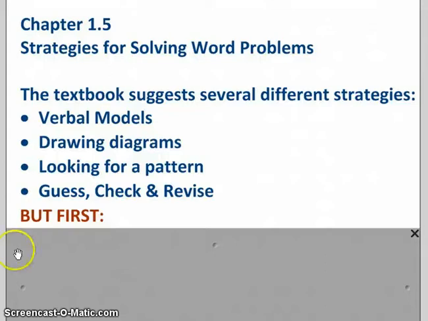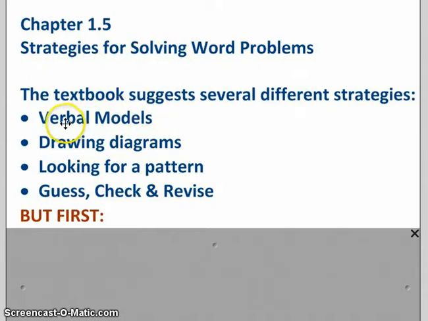Hello, Algebra 2. Chapter 1.5 is an important section of the textbook, because it covers a topic that we'll come back to again and again, and in fact you'll come back to frequently throughout your math career, and that is figuring out how to attack word problems. This chapter offers a number of different strategies.